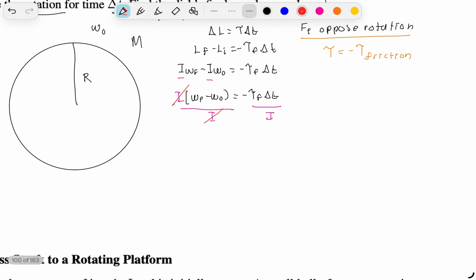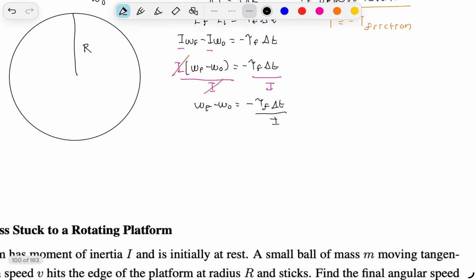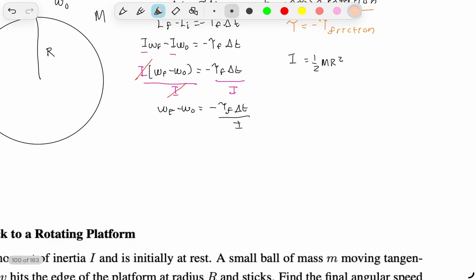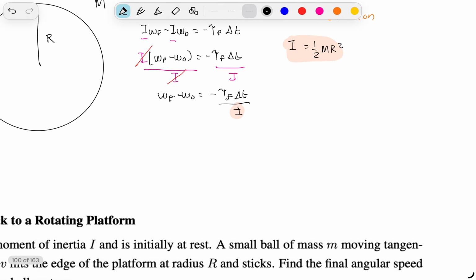So that cancels out, and we just have omega F minus omega initial is equal to negative torque from the friction, delta T, all divided by your moment of inertia. Again, for a solid disk, you have 1/2 mass times radius squared. So you can substitute that inertia in right here, where you have that I in the denominator. And you can also add this omega initial to both sides.